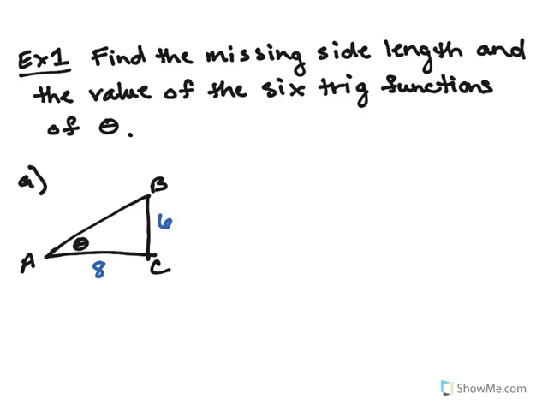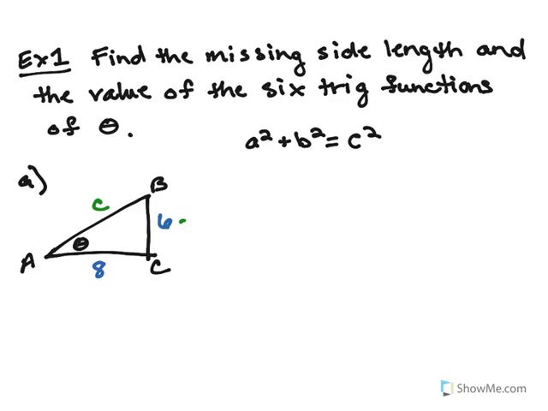Examples. Find the missing side length and the value of the 6 trig functions. In order to find the 6 trig functions, we have to know all the side lengths. If I'm only given 2 of them, I need to find the third. So if I'm given 2 side lengths, to find the third one, we want to use the Pythagorean theorem. So we've got a squared plus b squared equals c squared. Well, the side that we're missing is opposite the right angle, so we're looking to solve for C.